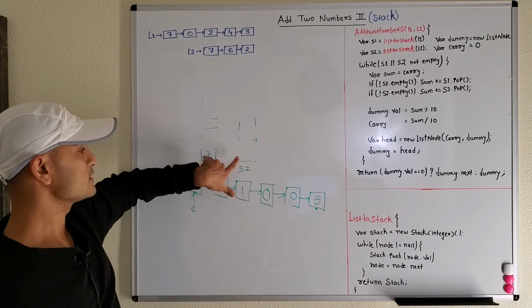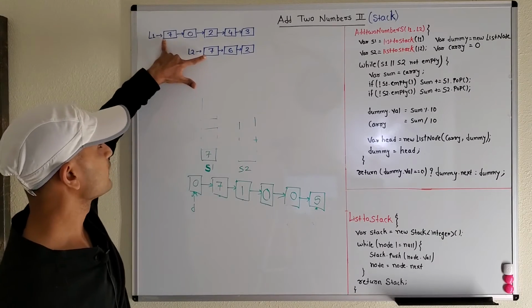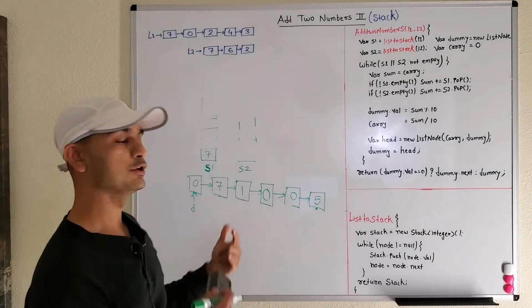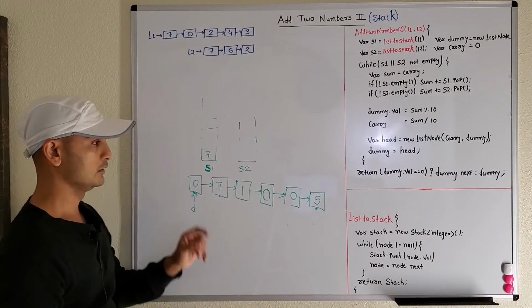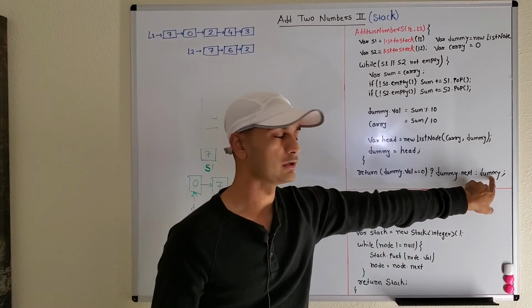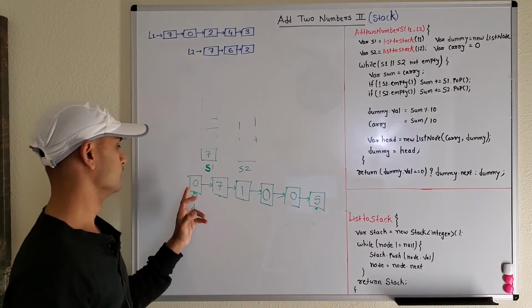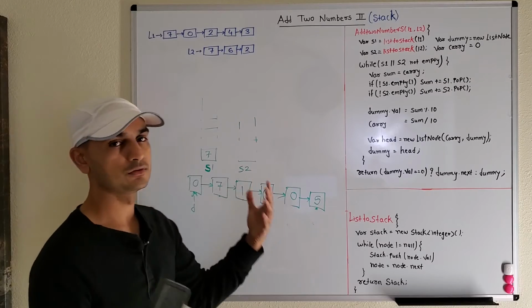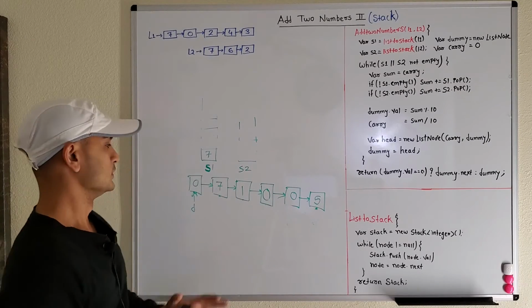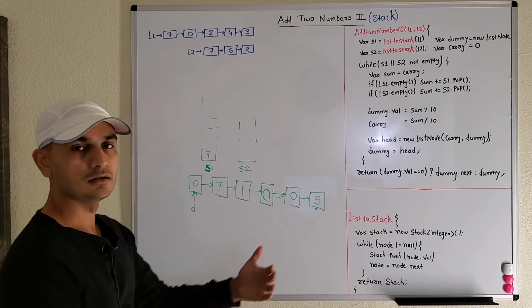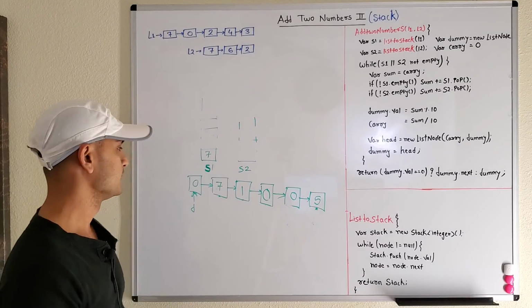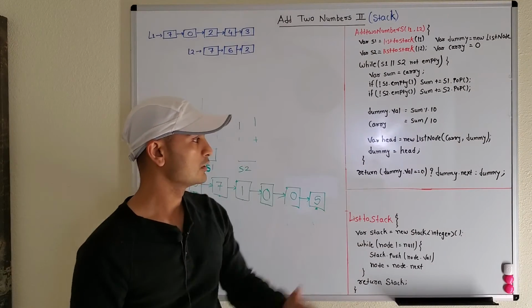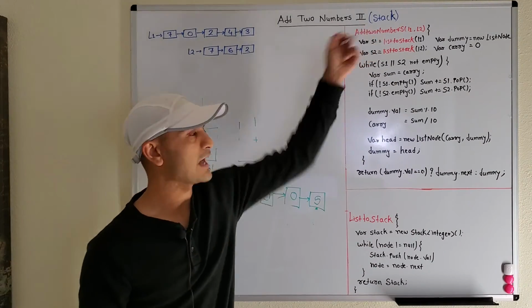Just in case our two most significant digits resulted in carryover, this would have been 1, and in that case we would have returned the dummy node. So we could have 171005 in that case. This takes care of that final digit carryover. So this is our code to solve this problem using stack.